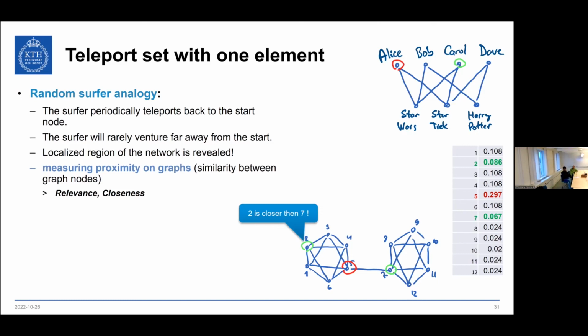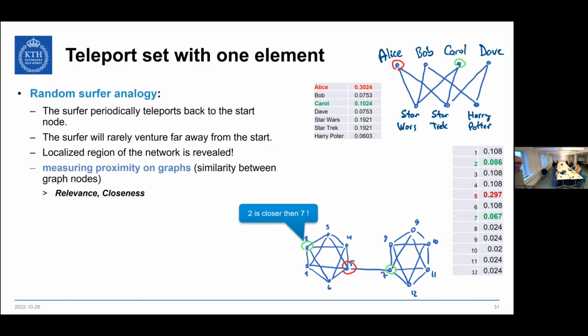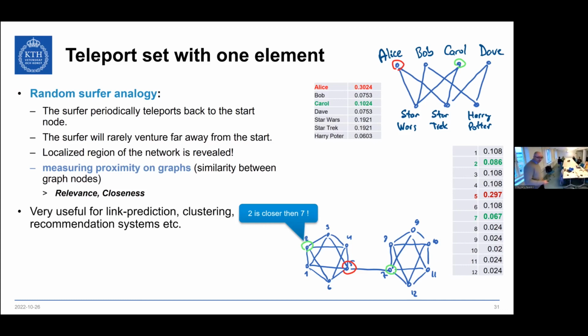So say there are Netflix users and Netflix movies, and you could see how close, say, Alice and Carol are. If we teleport from Alice, you see that Carol is closer than Bob, and maybe that is true because they share more movies together than with Bob. Similarly, you can see how close Alice is to Star Trek or Harry Potter, and you can see that Alice is closer to Star Trek than to Harry Potter. And again, it's very useful for link prediction, recommendation systems, clustering, and similar.